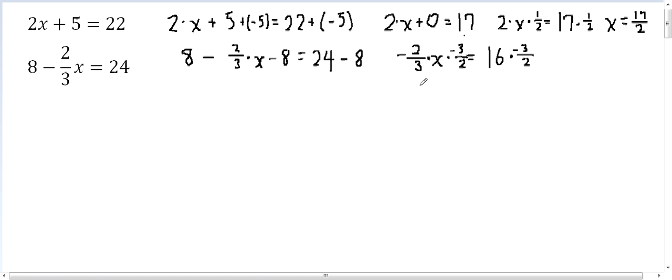On the left-hand side, minus 2/3 and minus 3/2 multiplied together will give 1, which is a multiplicative identity, and x times 1 is x. And on the right-hand side of the equation, we have 16 multiplied by minus 3/2. We can divide a factor of 2 from 16 and 2. 16 divided by 2 is 8. And 8 times minus 3 is minus 24. So x equals minus 24 in the second equation.